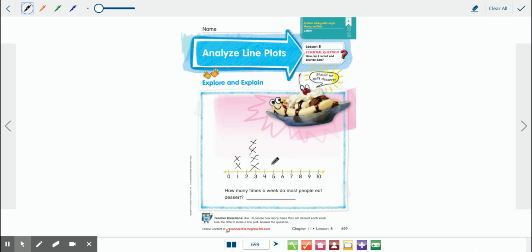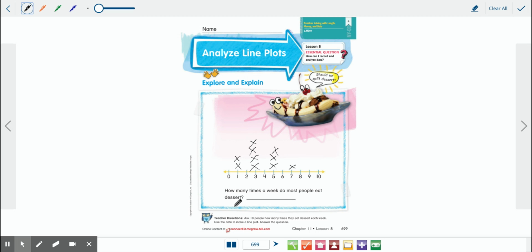Let's say 3 people eat dessert 5 times a week. And 1 person eats dessert 7 days a week. Each day of the week, they have at least 1 dessert.